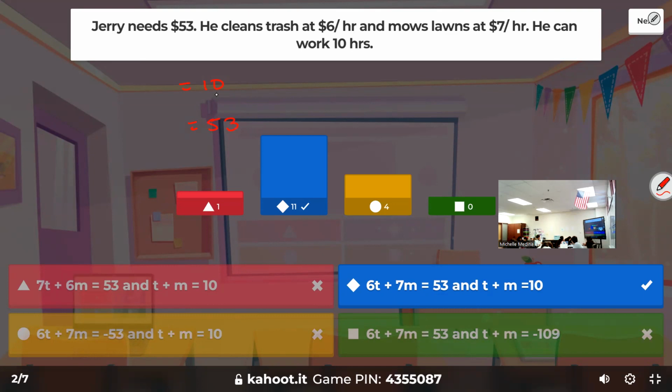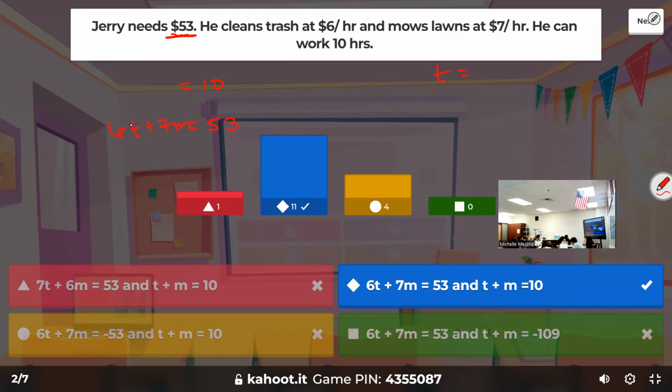Let's start with the 53 because that one's a dollar amount. Dollar amounts you should keep with dollar amounts. So what should go on the other side of the equals 53? 16 plus 7. 6t plus 7n. Anyone disagree with that?